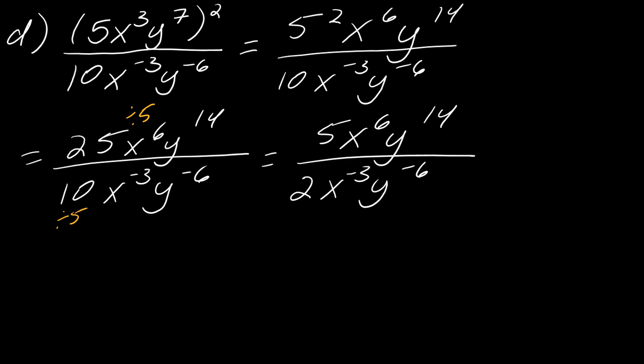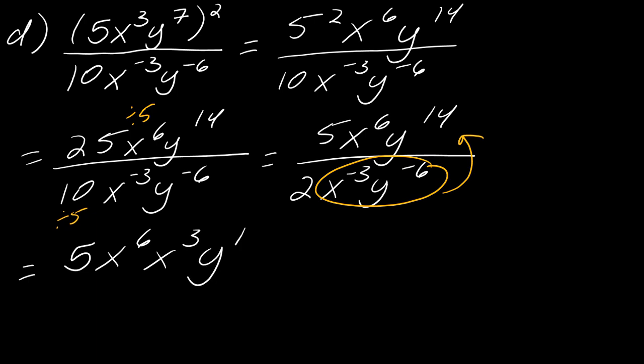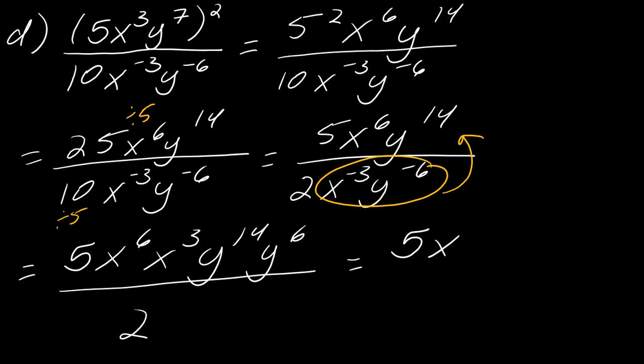Okay, so now that I've done that, I want to get rid of the negative exponents. These two things have negative exponents, so I'm going to move them up to the top. So this is going to be 5 x to the 6. I'm going to move that x to the 3rd next to it, and then y to the 14th, move that y to the 6th next to it, all of that over 2. And so now I can add these things together. So this is 5 x to the 9th and y to the 20th, all of that over 2.